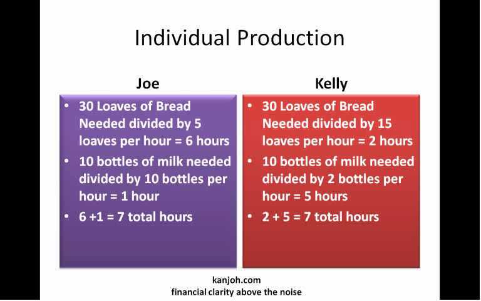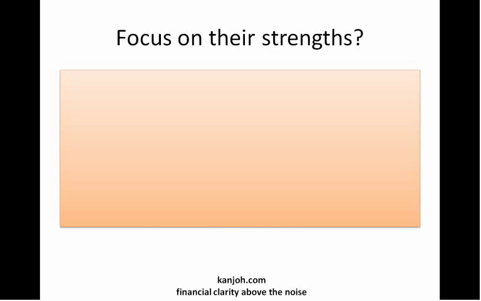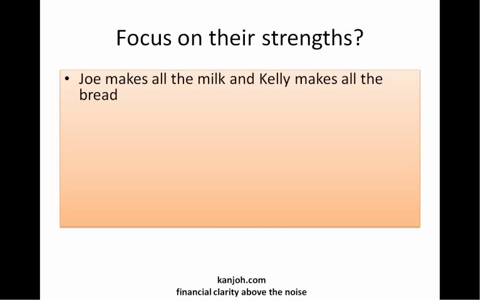But what if instead they focused on their strengths? And this is where the law of comparative advantage starts coming into play. So instead of each of them making their goods separately, Joe makes all the milk because he's good at that, and Kelly makes all the bread because that's what she's good at. So let's see what happens.